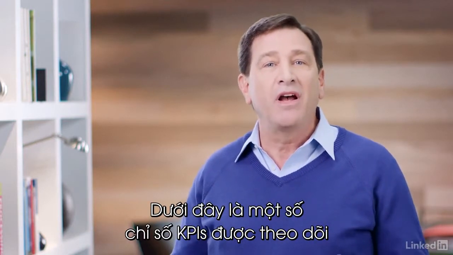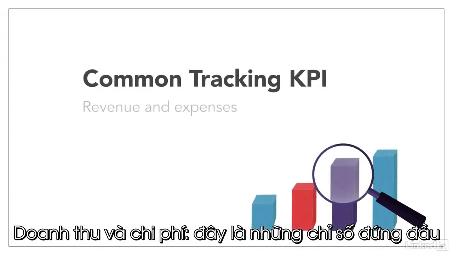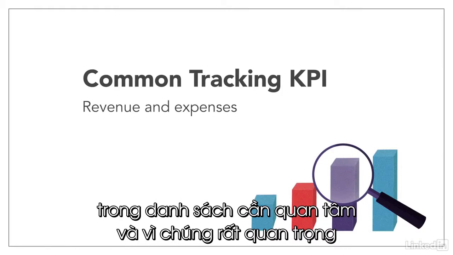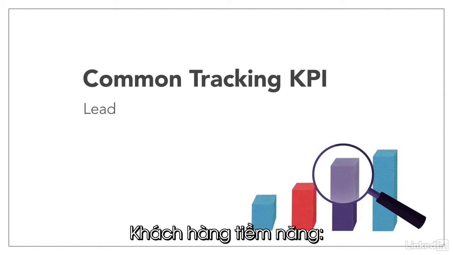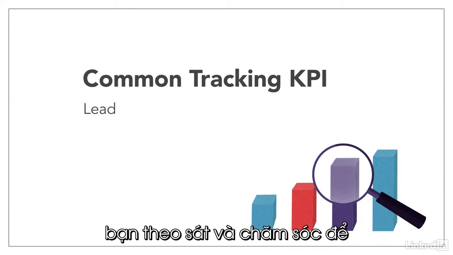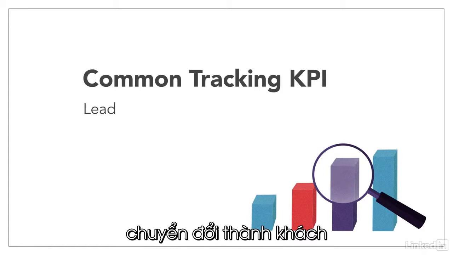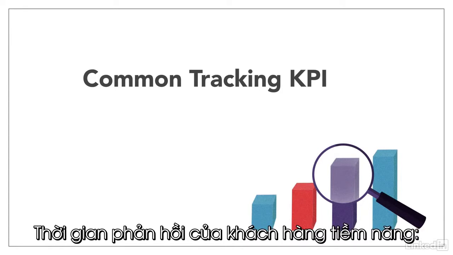Here are some of the more commonly tracked KPIs and a quick definition. Revenue and expenses. These should be the first on everyone's list, and since they are so important, there are separate movies included with this course. Lead is an individual or a potential account that needs to be qualified as having real sales potential. This is the initial phase. You can tie in prospecting with this.